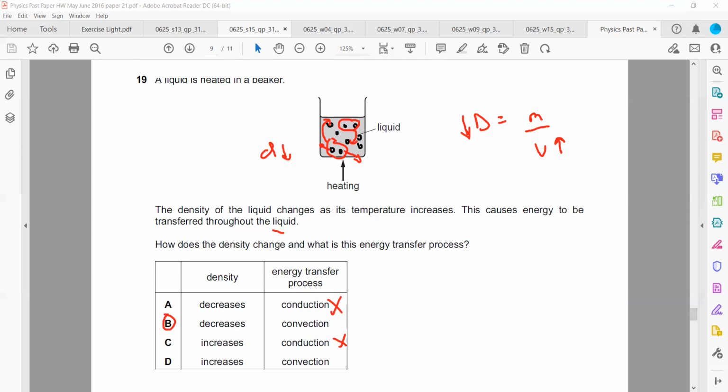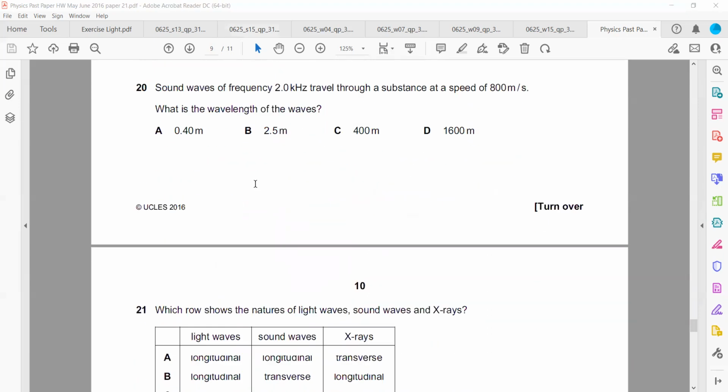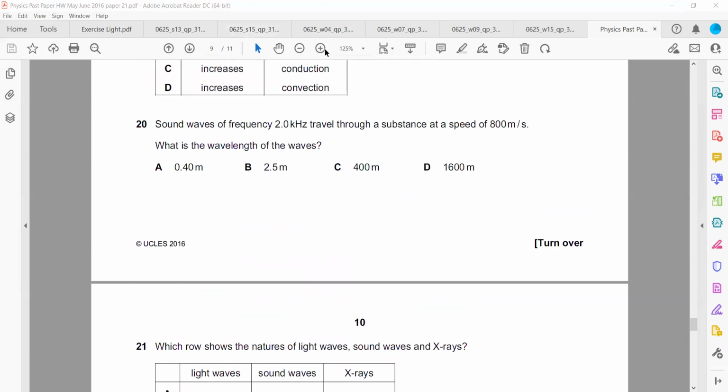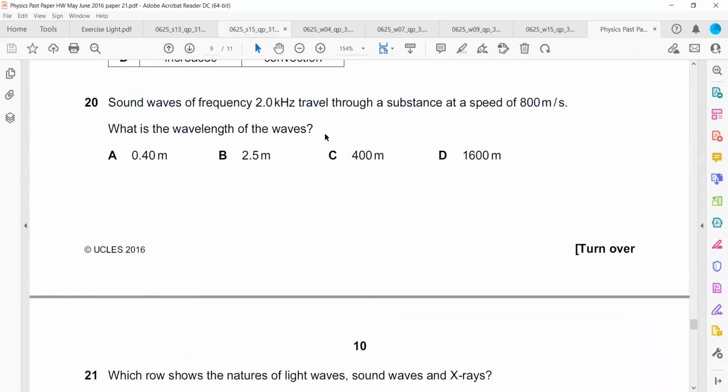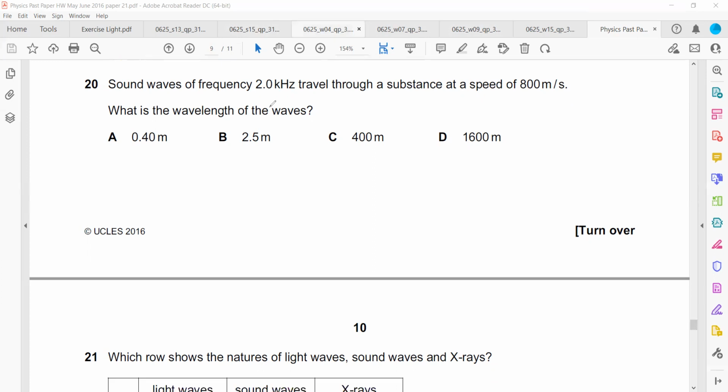Whereas the last question, okay. Sound waves having a frequency of 2 kilohertz. This is the frequency given, 2 kilohertz. So you have to convert 2 kilohertz into hertz. So 2 kilohertz means 2000 hertz. And it passes through with a speed of 800. That's the speed.